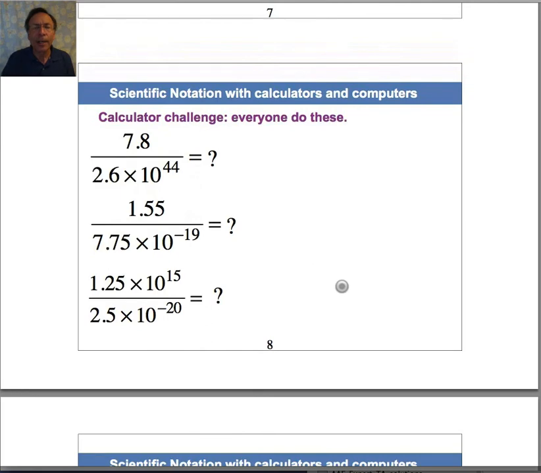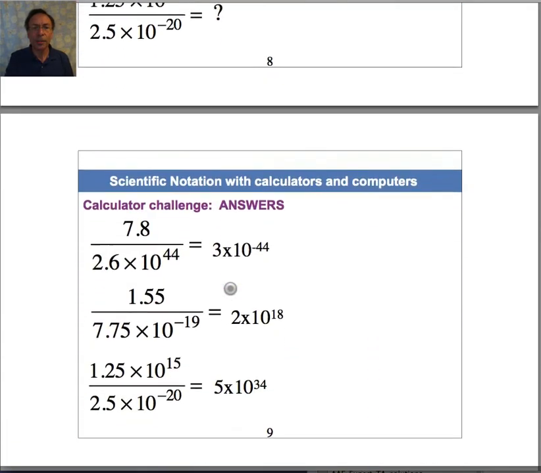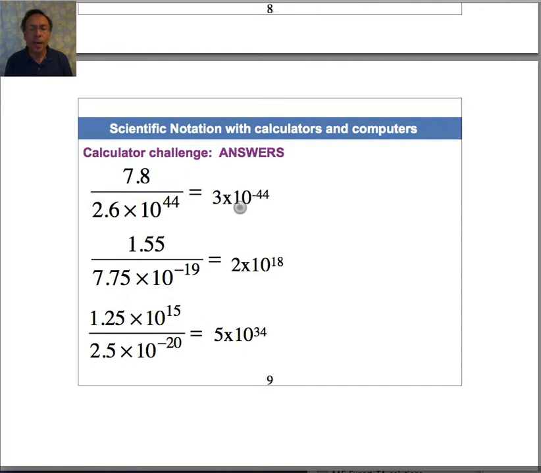Now here's a challenge. If you're doing it the wrong way, you're going to get the wrong numbers here. So try this out on your calculator. 7.8 divided by 2.6 times 10 to the 44, and so on. So try to do these, write down your answers. You might want to pause the video now because I'm going to show the answers next. All right, I'm showing the answers. Are these the answers you got? I hope so. Otherwise, figure out what you're doing wrong because this is going to mess you up later on.